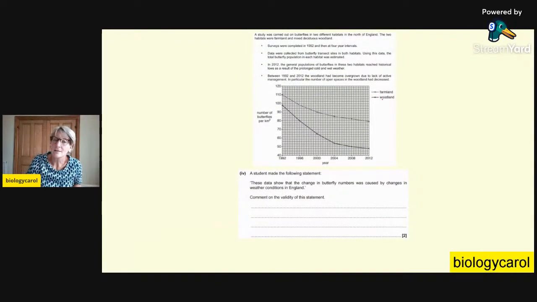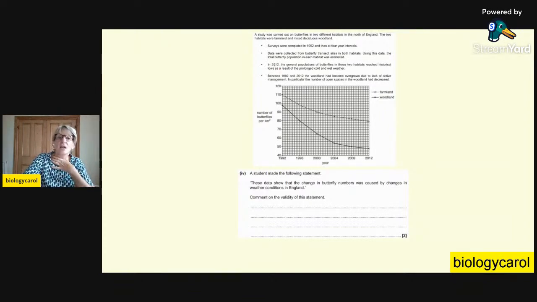A student made the following statement. These data show that the change in butterfly numbers was caused by changes in weather conditions in England. Comment on the validity of this statement. Right. Here, if we're commenting on validity, personally I would go back to the methodology that you have been told about.